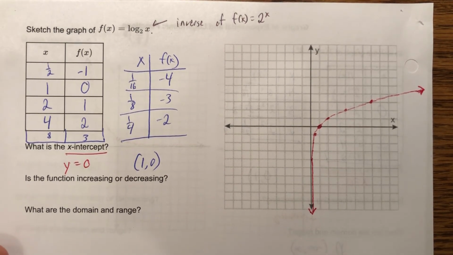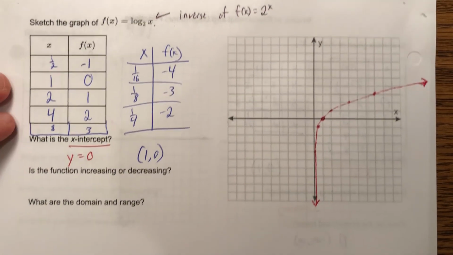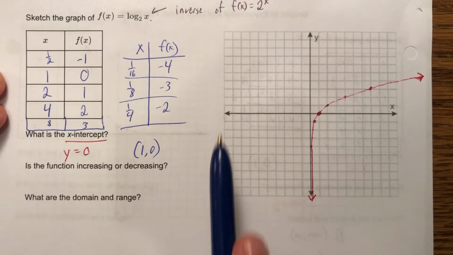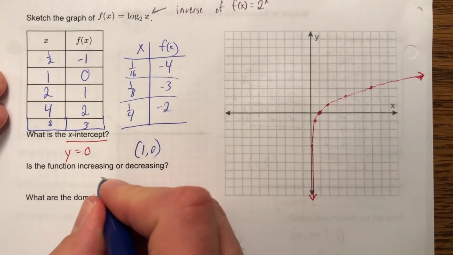All right, my answer's in purple. Let's go purple. These multicolored things are probably driving you crazy. Is the function increasing or decreasing? As we go from left to right, the function is going up. So this one is increasing.